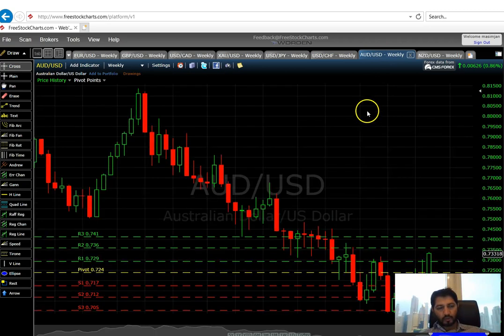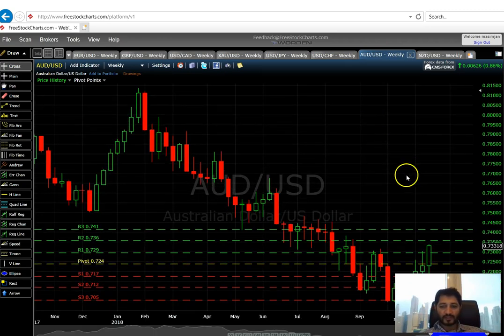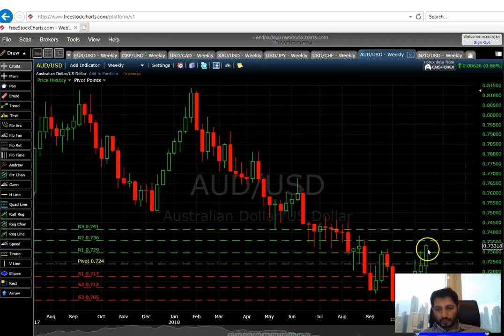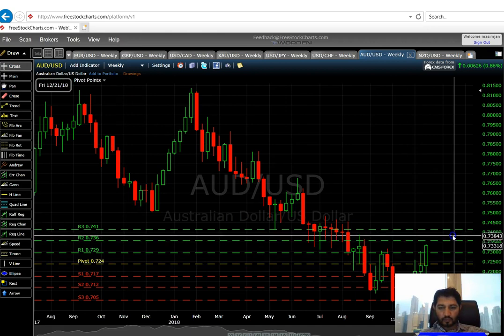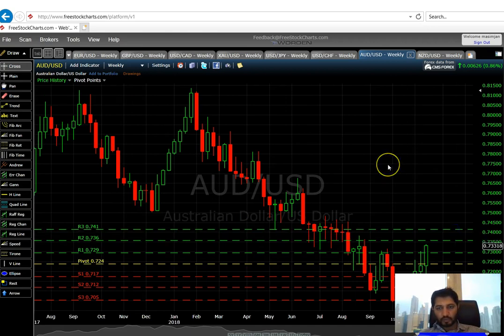Moving on to Australian dollar versus the Canadian dollar, the same things also repeat itself here. As the dollar is weaker, I'm bullish on this pair, and I would expect that it will break above resistance 2, which is at this level, and it will try to approach resistance 3 at 0.741. So it's a bullish momentum, and I would expect that it will go higher at these levels.